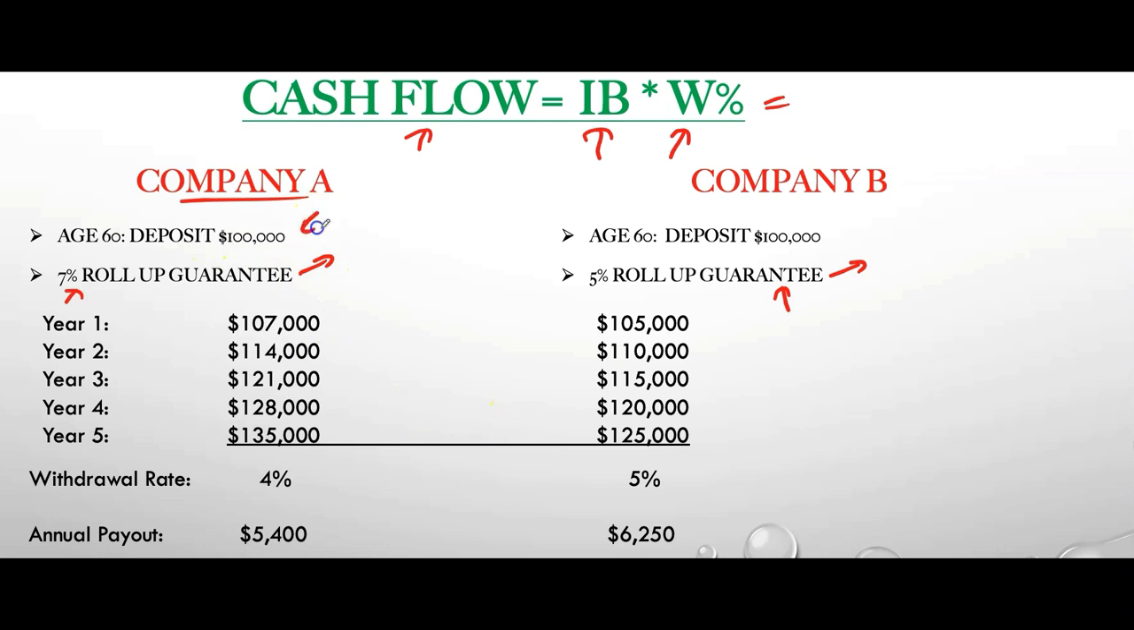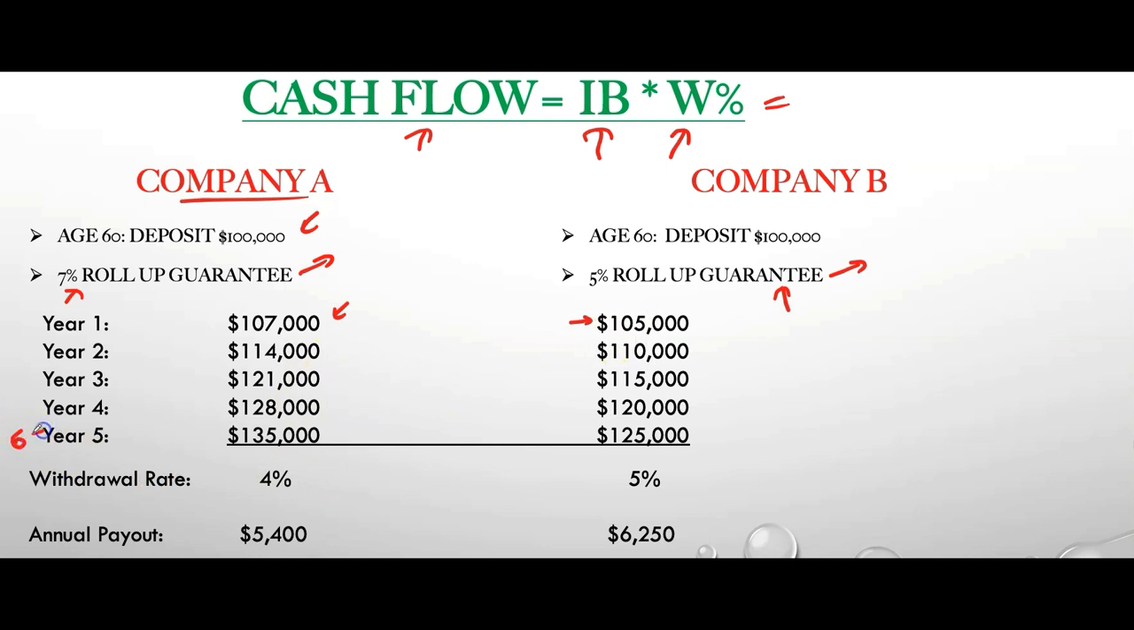So this person is age 60 and they say, okay, well, if I put $100,000 with company A and we're just going to use simple interest, at the end of year one, my income base is going to be 107 versus if I use company B, my income base is going to be 105. Year two, 114 versus 110, et cetera, et cetera.